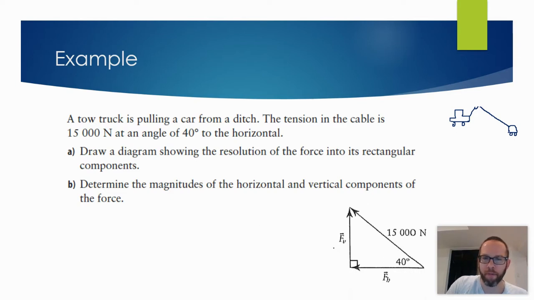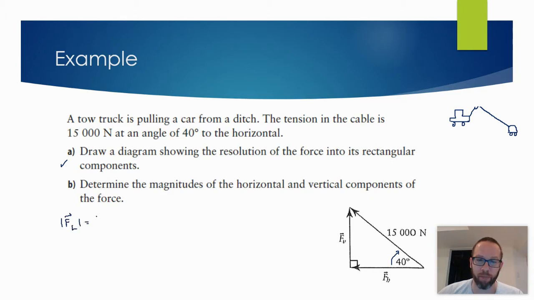So here you have a force of 15,000 newtons, in this case up and left, but 40 degrees to the horizontal. So if you drew yours going up and right, it doesn't matter. It's the same math. And then determine the magnitudes of these horizontal and vertical components of force. And you'll notice just different subscripts, like it doesn't matter if you use Fy and Fx, it means the same thing. Here we have vertical, horizontal.